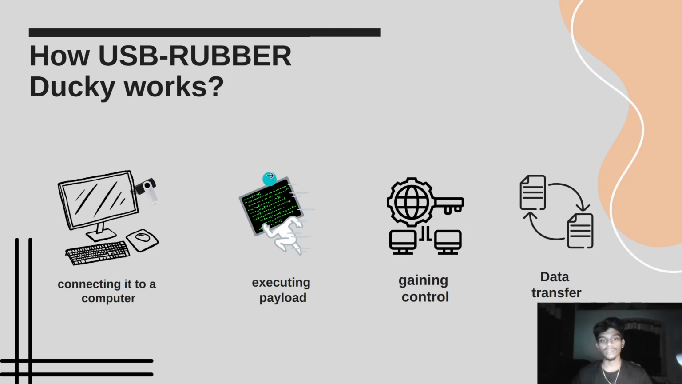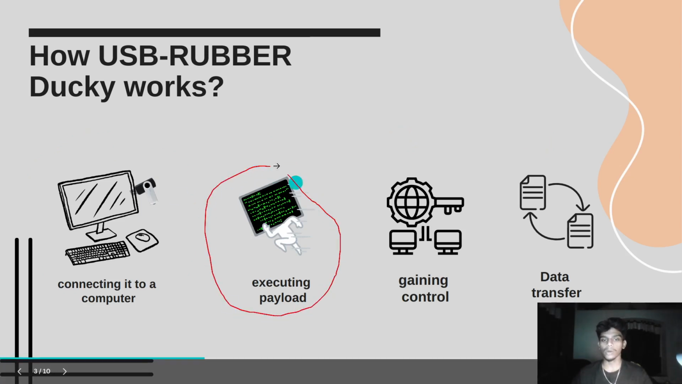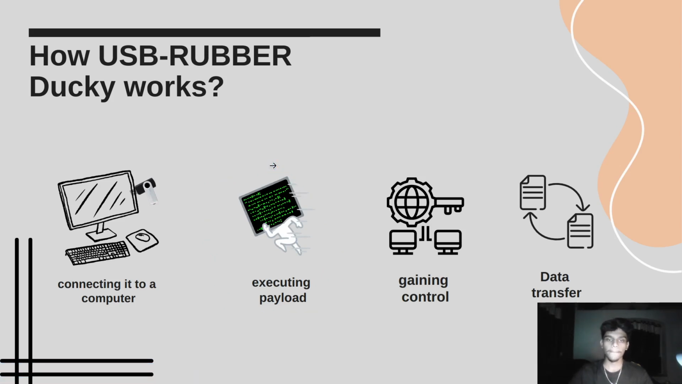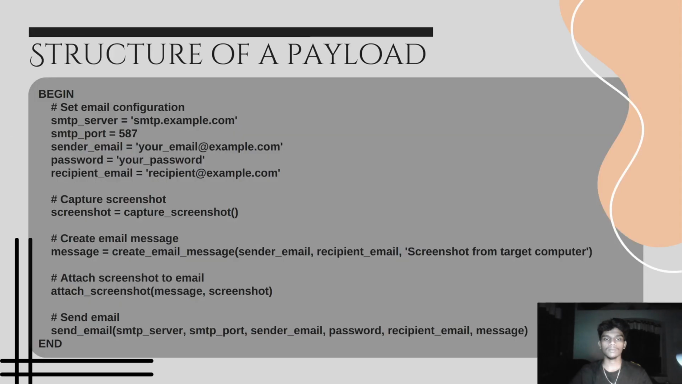Let us now see what a payload is, what the structure of a payload is, and how it is programmed. A payload has a simple structure, though it can vary in any number of structures. This is one of the formats. First, we have initialization: we initialize a mail server, a port for that mail, a sender mail ID, password, and recipient mail ID.